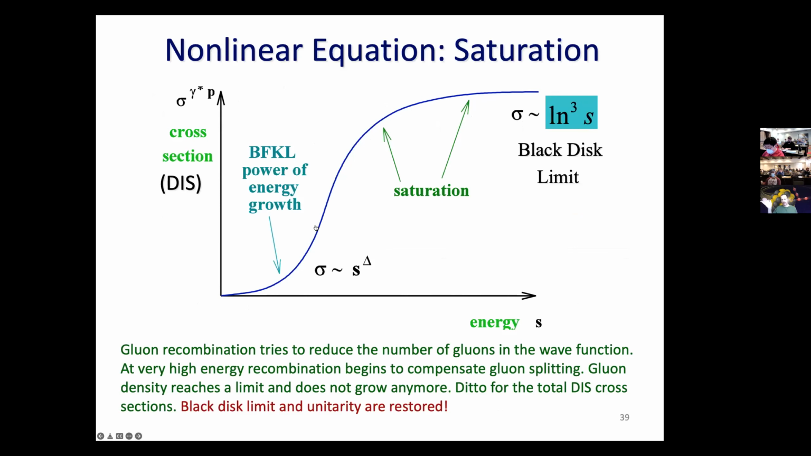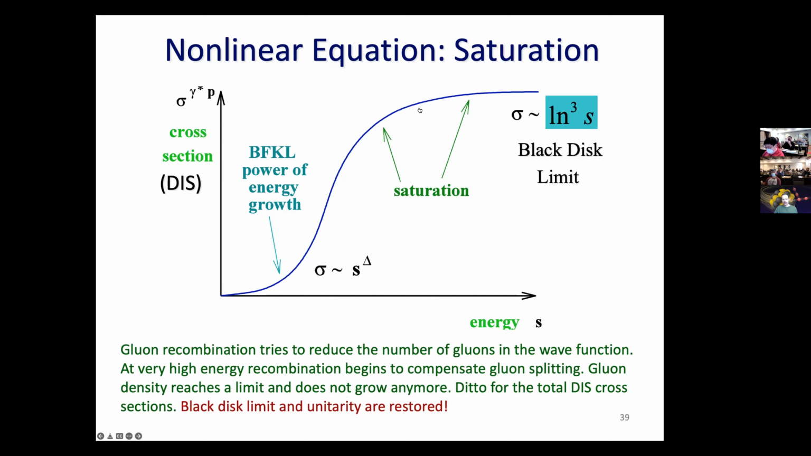So this is again a sketch by hand. Don't hold me accountable for anything other than qualitative features of this plot. This is, say, the DIS cross section as a function of energy. BFKL, for instance, would just give us power of energy growth, as we discussed briefly a little while ago. But then saturation effects would come in and reduce this power of energy growth. And actually, you have to do a calculation to show that it's going to be log cube of energy. What's important is that we don't have any more power law of energy growth of the cross section. And this is how evolution will get us into the saturation regime.